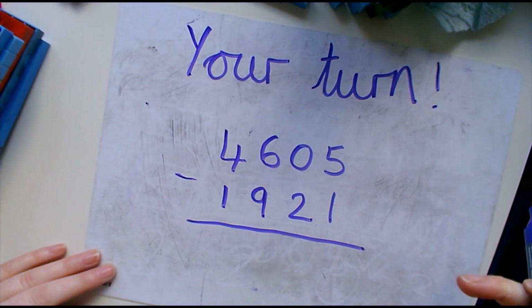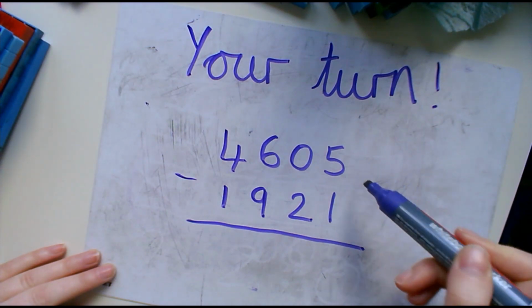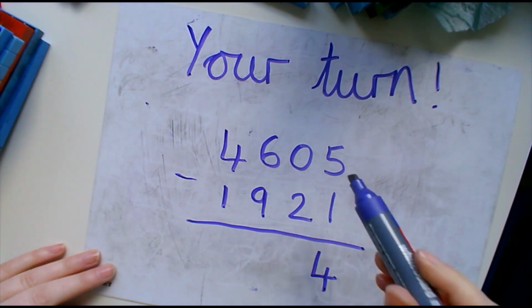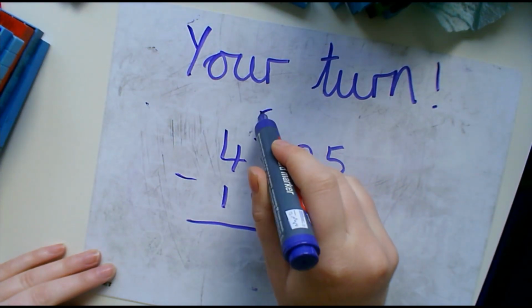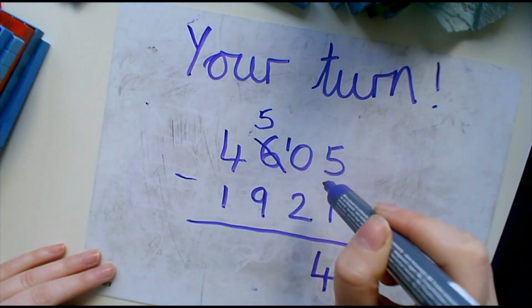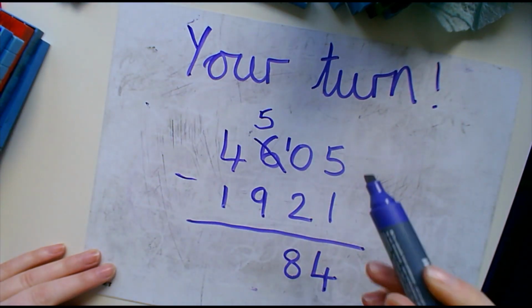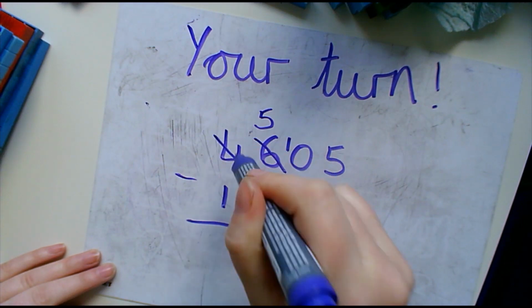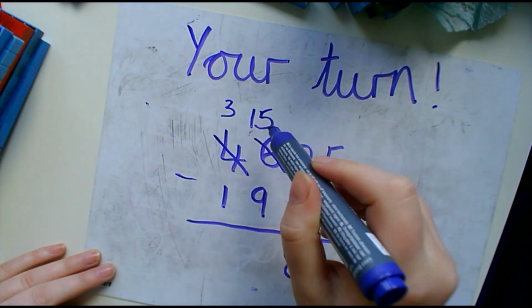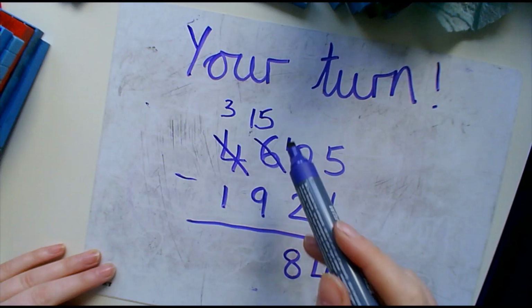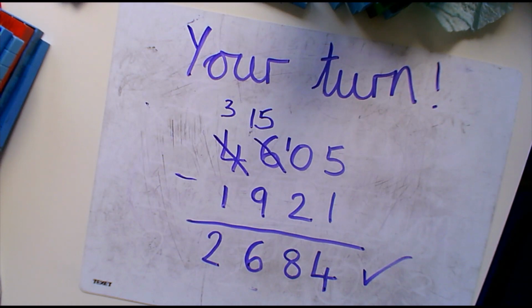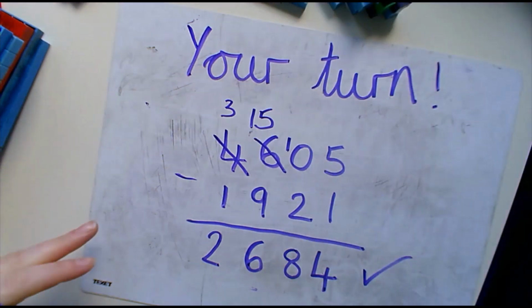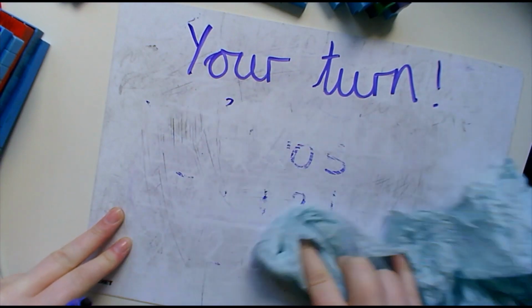So let's start with the ones. 5 take away 1 is 4. 0 subtract 2 we can't do, so we're going to exchange 100. So we've now got 500 left in our hundreds column and 10 tens in our tens column. 10 subtract 2 is 8. 5 subtract 9, again we can't do, so we exchange 1,000. So we've got 3,000 left and 15 hundreds. 15 subtract 9 is 6 hundreds. And then we've got 3,000 subtract 1,000, which is 2,000. So my answer is 2,684. Well done if you got that correct.